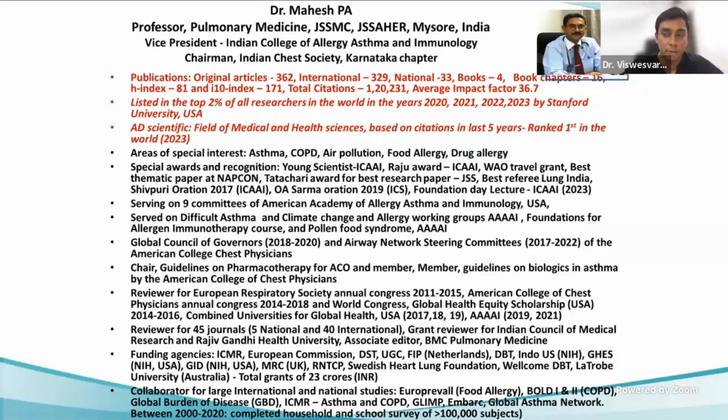For anybody who is from Karnataka and from southern part of India, and even for that matter throughout India, we all know sir as an excellent academician, person of repute with a keen interest on research. And sir has got more than 362 original articles, which include international publications of 329, which is a huge number, and H index publications as high as 81, and that should be an inspiration for many of the youngsters here. Apart from that, he is listed in the top two percent of all researchers in the world in the year 2020, 2021, 2022, 2023 by the Stanford University, USA.